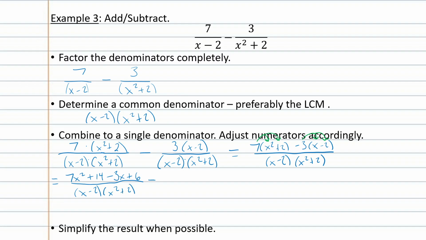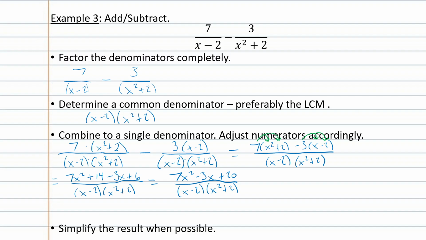So just rewriting the denominator. Now we need to combine like terms. Now the only like terms that we have are 14 and 6. We can combine those. Okay, so we're going to get 7x squared minus 3x and then plus 20 in the numerator. Okay, and then we're going to have x minus 2 times x squared plus 2 in the denominator.